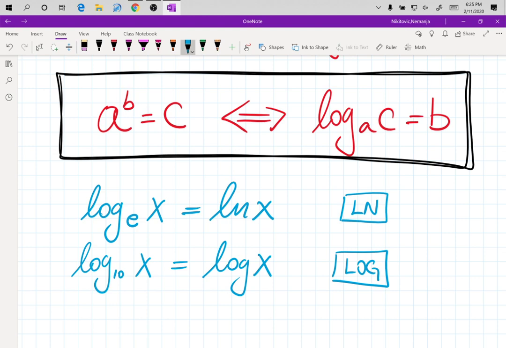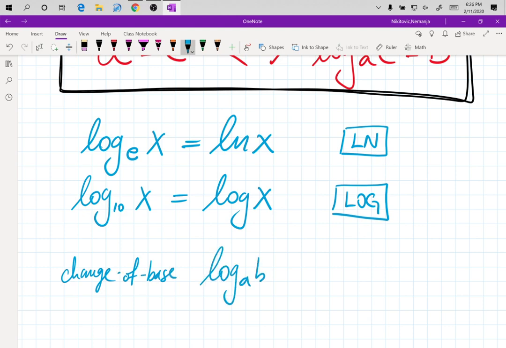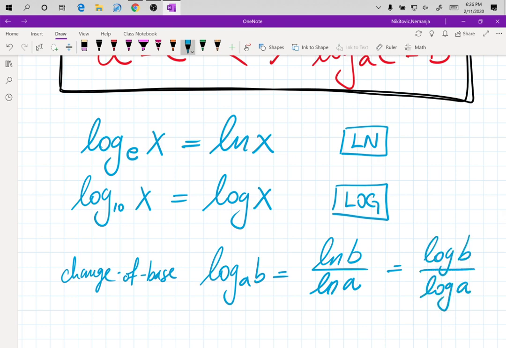Now, you can still calculate those bases using the change of base formula, where you take log base a of b and you write it as ln b over ln a. You can also use log b over log a. So you are still able to calculate any base in your calculator, even if you don't have the button that allows you to enter base 3, if you know the formula for change of base.